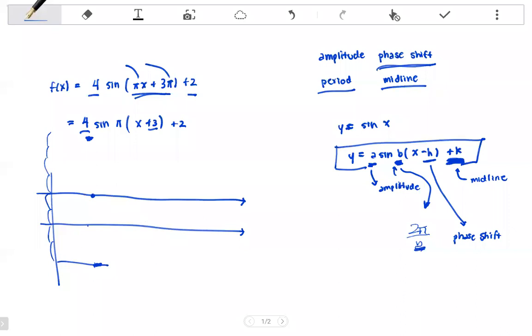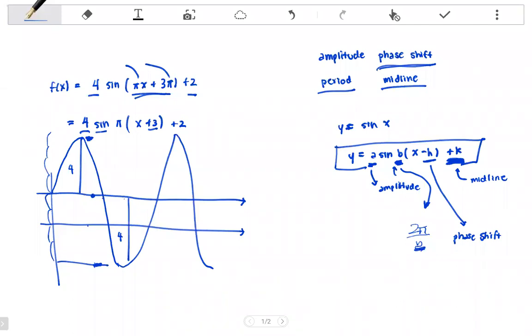But before we graph it, we do know that it's a sine graph. So let's say it starts at the origin, and it's going to reach this point 4 above the midline. It's going to go down, and it's going to go 4 below the midline. So this is 4 units, this is also 4 units, and it's going to repeat. So what other information? We haven't drawn the phase shift and the period yet. Actually, let's start with the period.